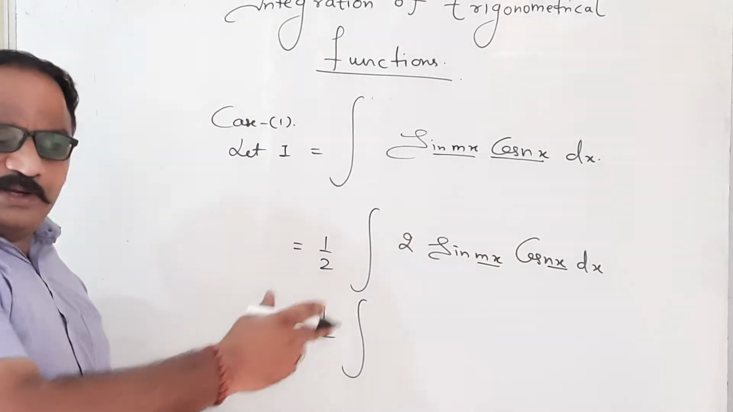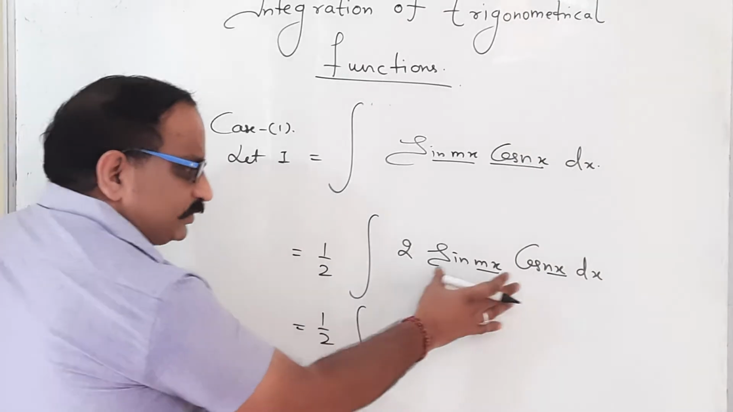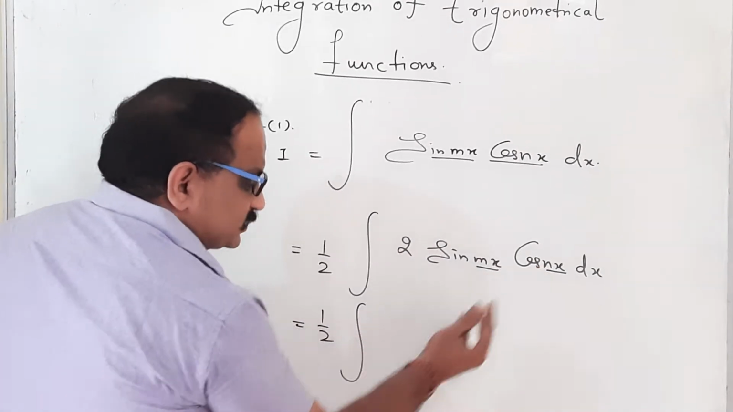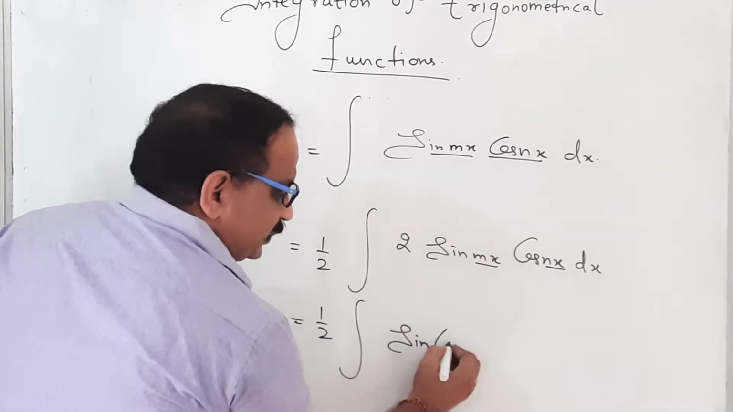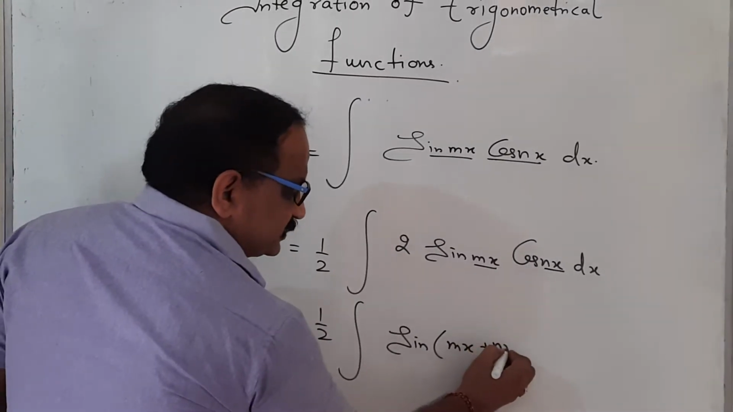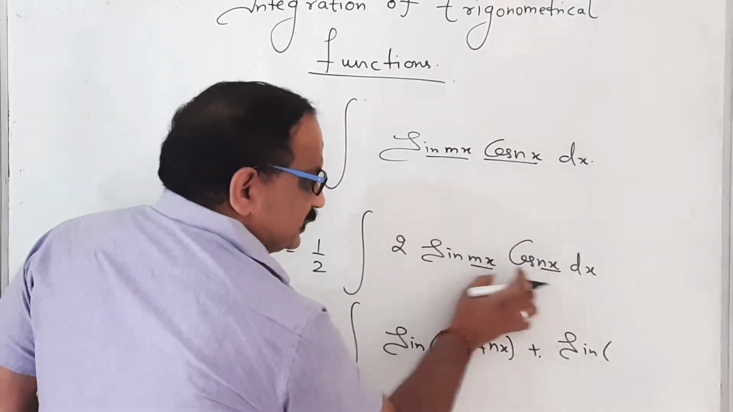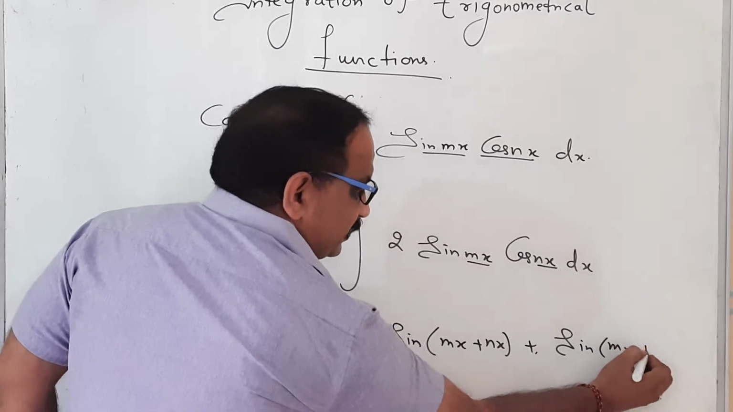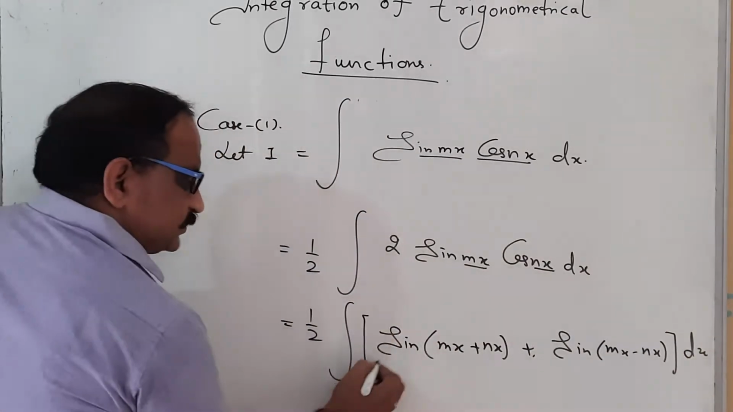Fine, 2 sin A cos B, and earlier we have discussed that identity. We have to utilize it here. 2 sin A cos B comes to sin(A plus B), that means mx plus nx, and plus sin(A minus B), that is mx minus nx, and dx. That's all.